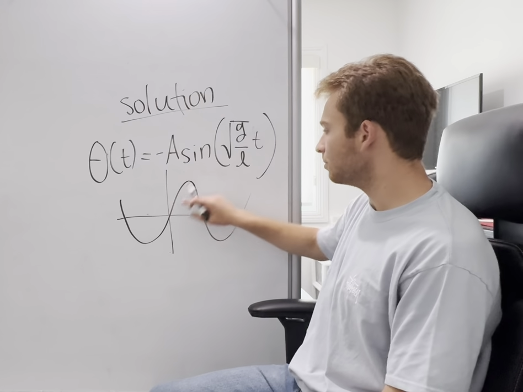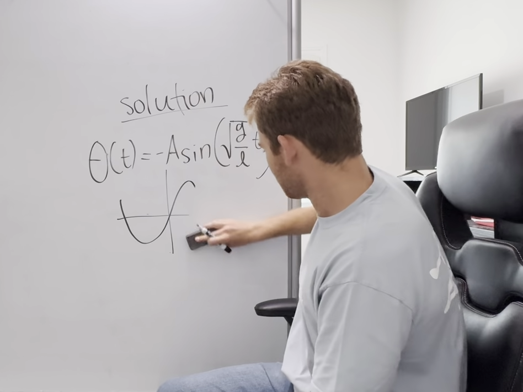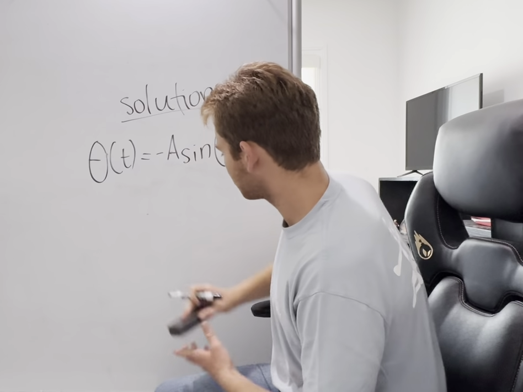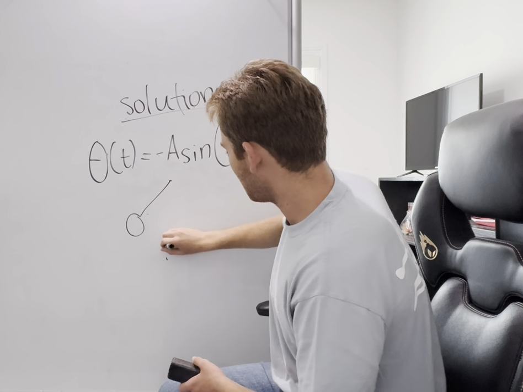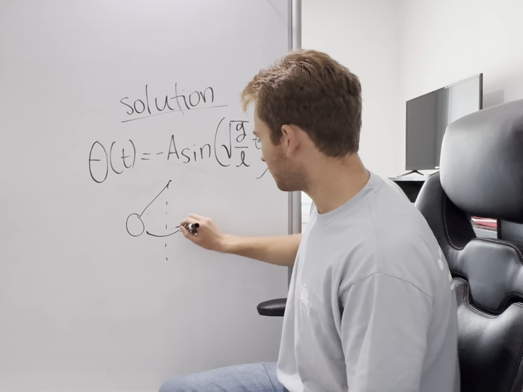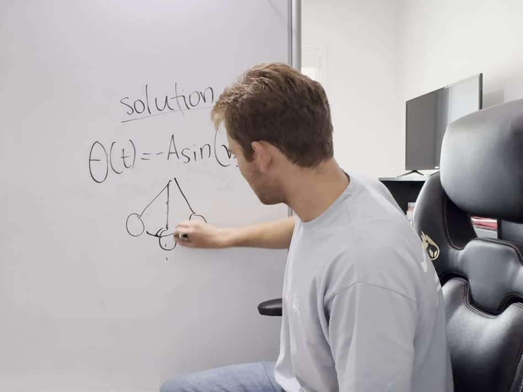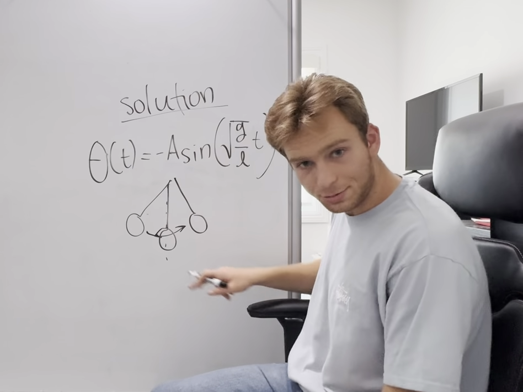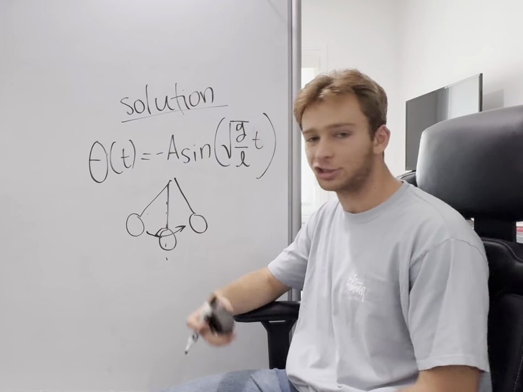And what does that mean? It keeps cycling and cycling. Well, for a pendulum, it means that as time goes on, this pendulum will swing back and forth. One time it'll be over here, and another time it'll be over here. It'll just keep swinging back and forth, and that's what this equation tells us about how the pendulum system behaves.